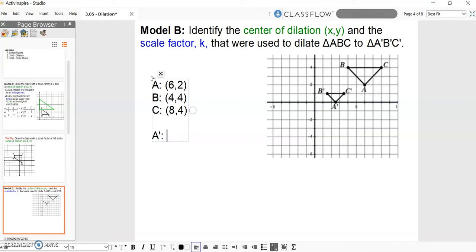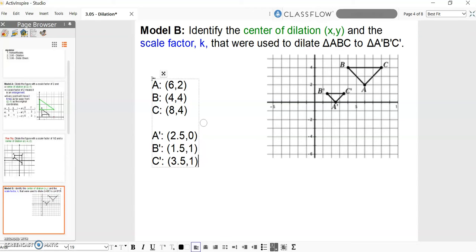A prime is at, let's say, 2.5, comma, 0. B prime is at 1.5, comma, 1. And finally, C prime looks like it's at 3.5, 2.